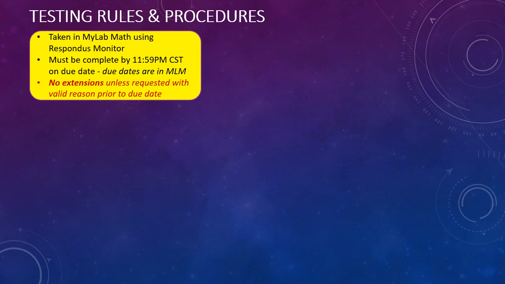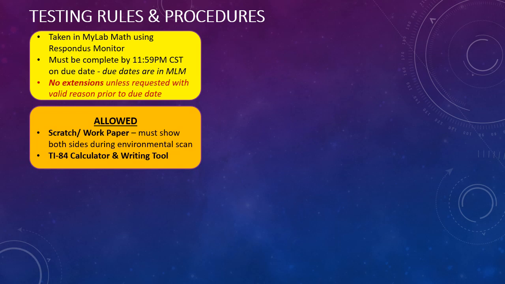So I only grant extensions, and they're very rare and very limited, if you request an extension before the due date with a valid reason. Just send me an email prior to the due date with the reason why you think you should get special consideration versus the rest of the class who is finishing it by that date. Again, extensions are rare in my classes.